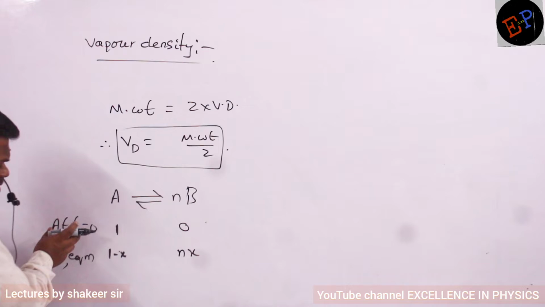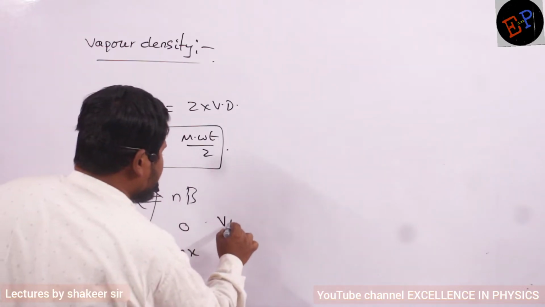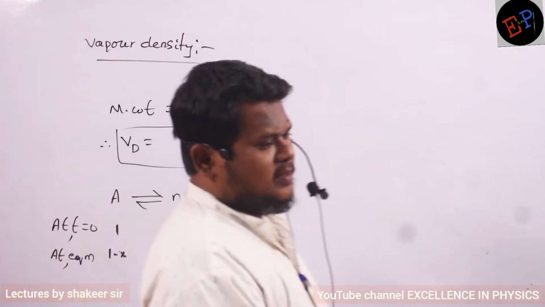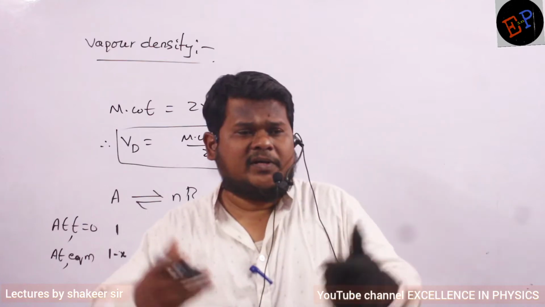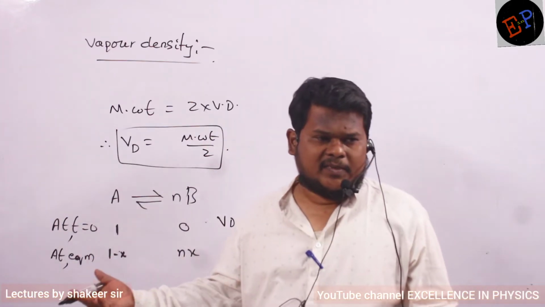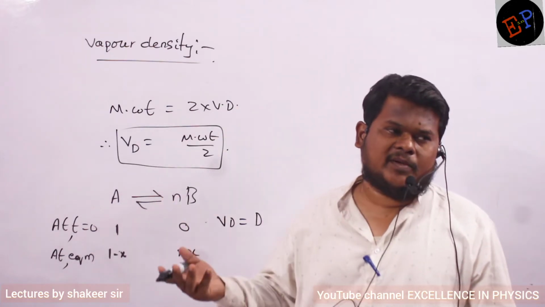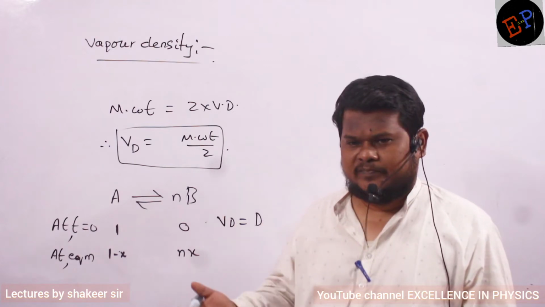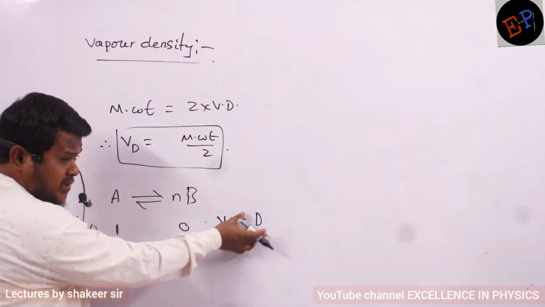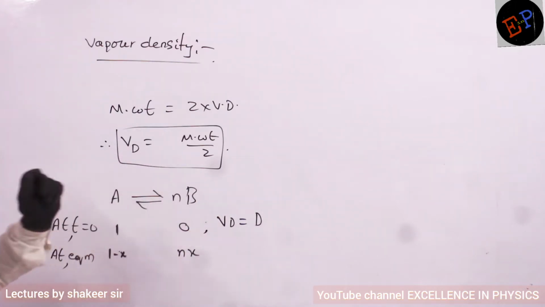Now at t equal to 0, that is before the starting of this reaction, vapor density is represented by capital D. Before the starting of the reaction, vapor density will be different, because products and reactants are not the same. Products will have a different vapor density, reactants will have a different vapor density, because the number of moles formed will be different. So vapor density is called capital D at the starting of the reaction, that is when t is equal to 0.